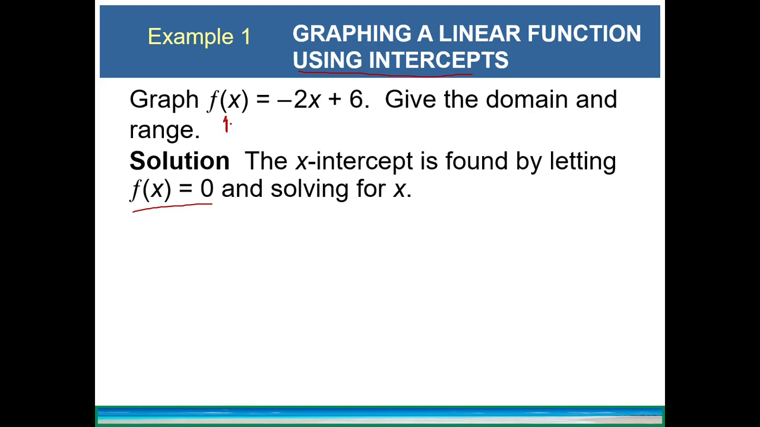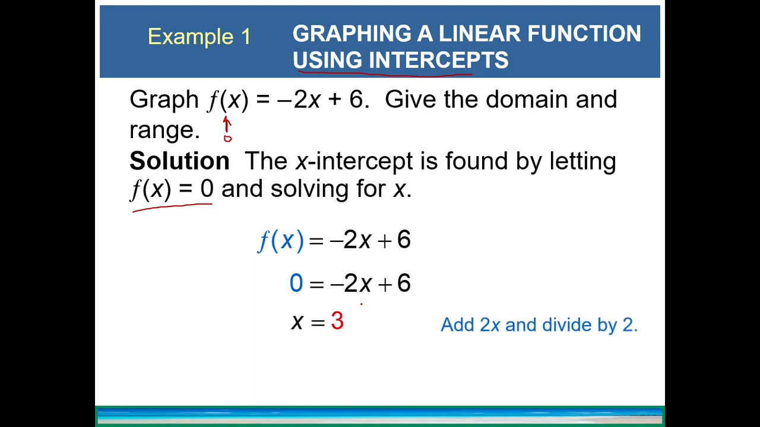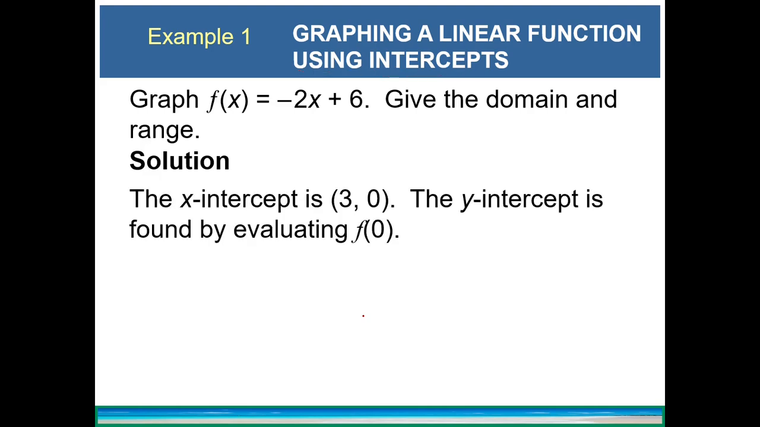So we're going to replace the f of x with 0 and then solve for the x to find the x-intercept. So let's set f of x equal to 0, and then we can add the 2x to both sides and divide by 2 to get x equals 3. Since x is equal to 3 and we allowed y or f of x to be equal to 0, we have that the x-intercept is 3, 0.